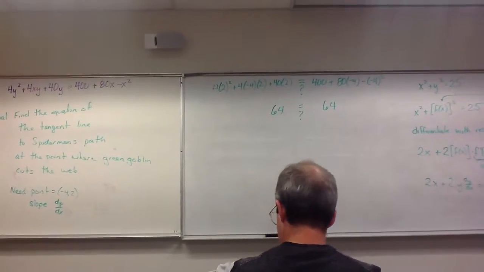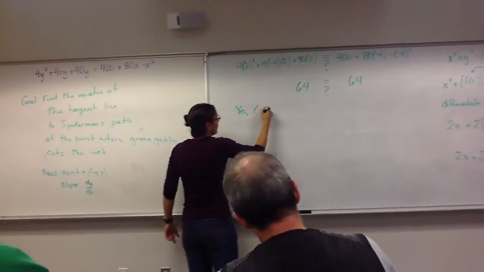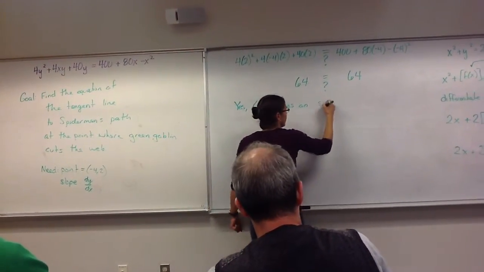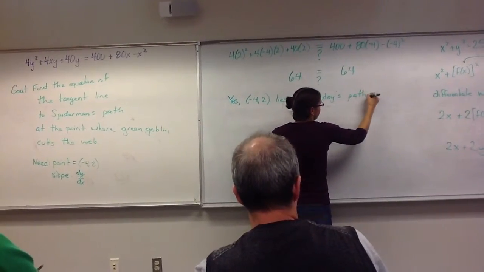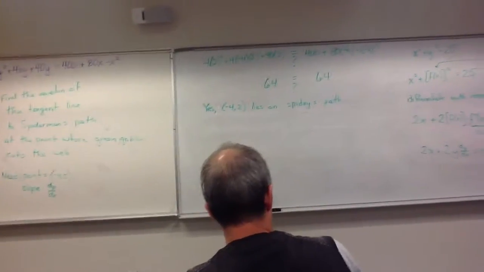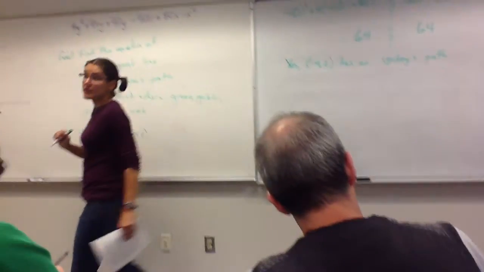2 was actually accurate. And so, yes, negative 4 comma 2 lies on Spidey's path. Okay, so we've got our point, and we now need to calculate our slope.